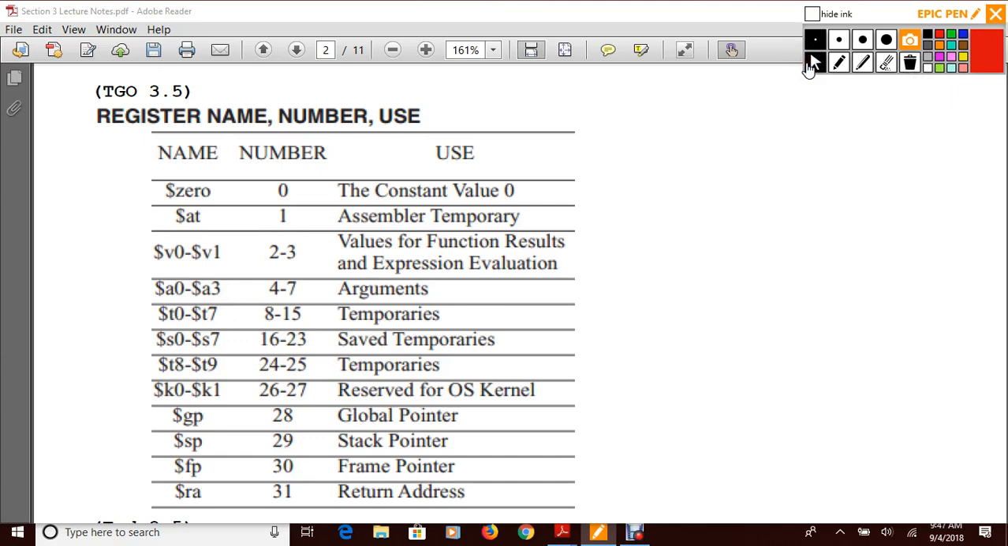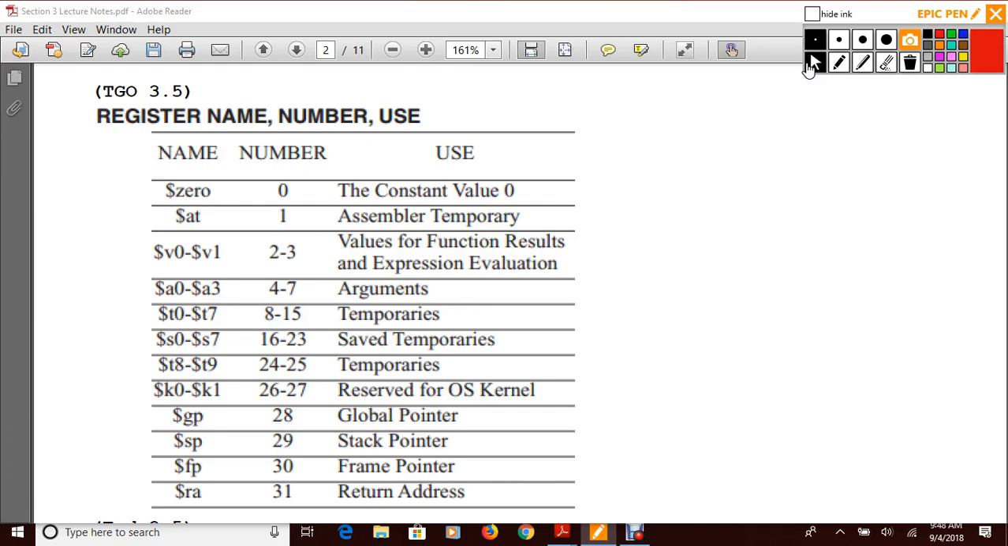A0 through A3 are function arguments. So in that previous thing that I had up here, where foo returns an integer, I'll get to your question in a second. And then in bar, what I'm going to actually be doing is passing these values in these specific registers. Okay?